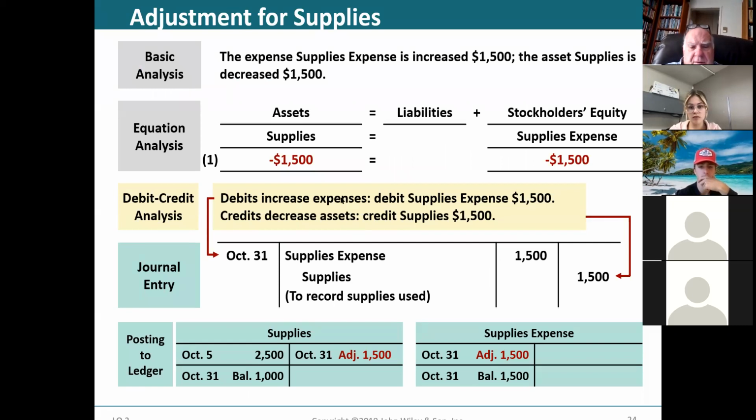And they're showing you a big fancy example here. We bought the supplies for $2,500. Now we've used $1,500. So what's our journal entry? We're going to debit supplies expense for $1,500, and we're going to reduce the supplies by $1,500. So that at the end of the month, the balance in supplies is $1,000, which is what it should be. And the expense for the month is $1,500, which represents the number of supplies we used.